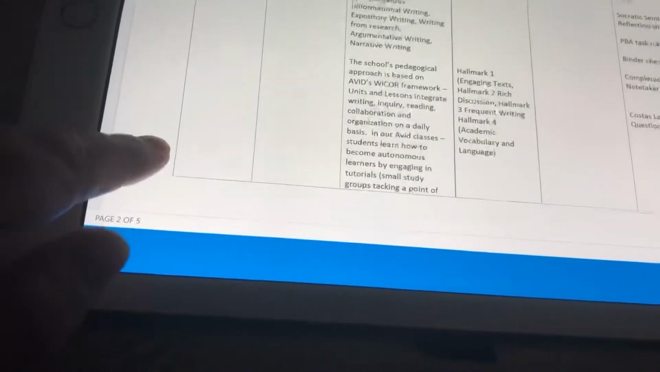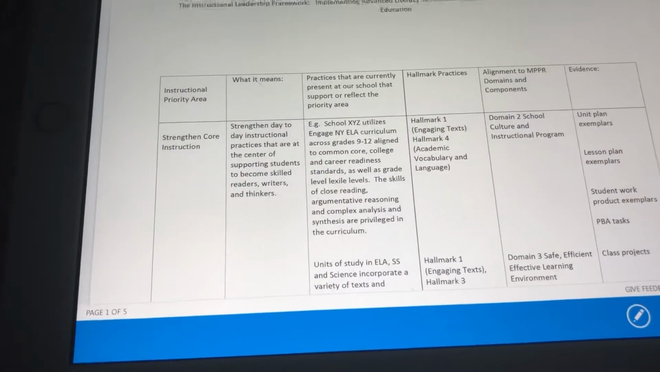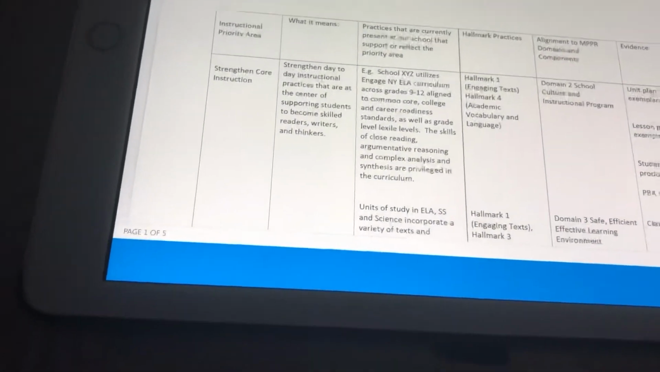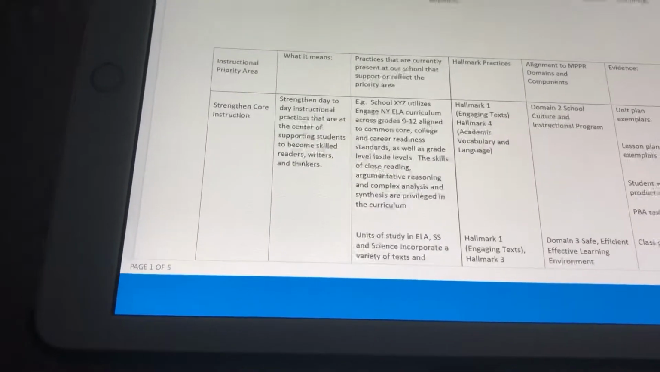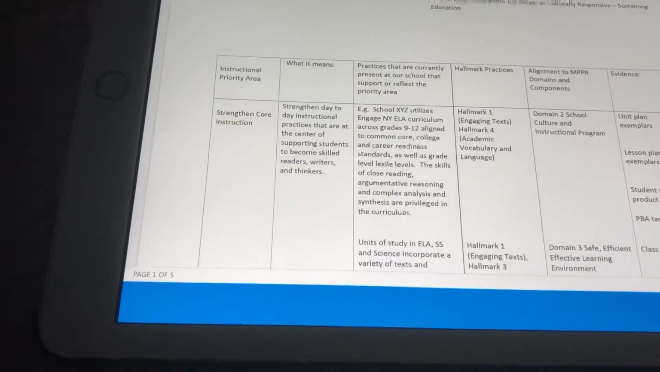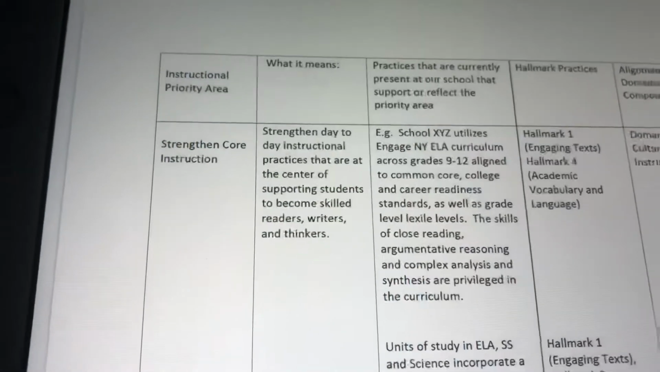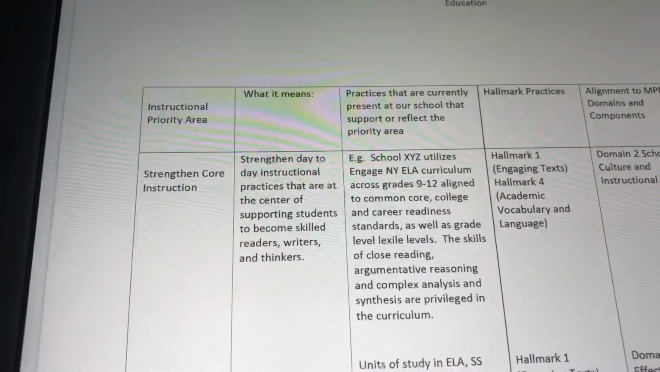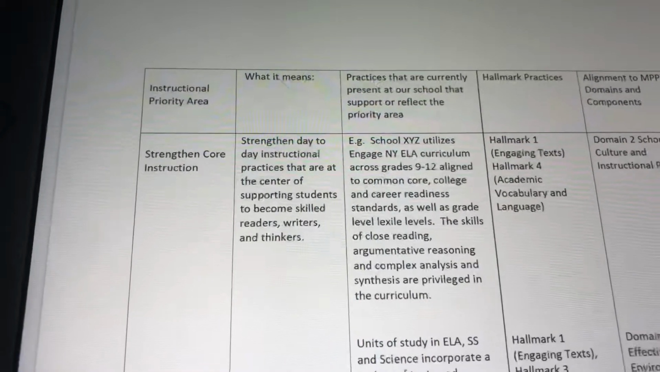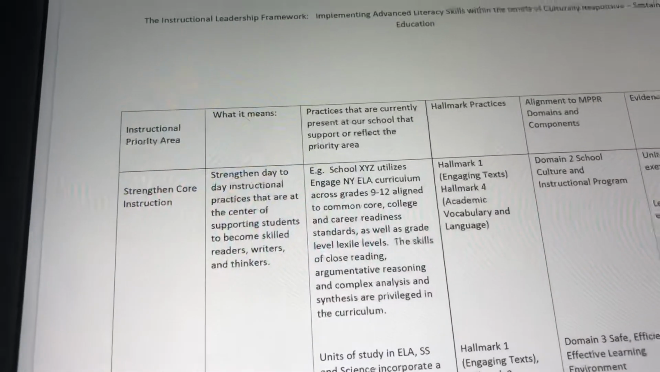What I tried to do was think about the Instructional Leadership Framework and what practices are currently present at our school, or at your school, that support or reflect the priority area. So just to review, to strengthen core instruction means to strengthen day-to-day instructional practices that are at the center of supporting students to become skilled readers, writers, and thinkers. So what does that mean for you?